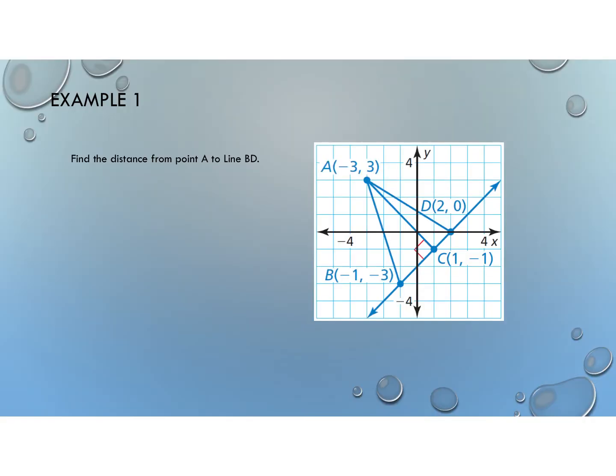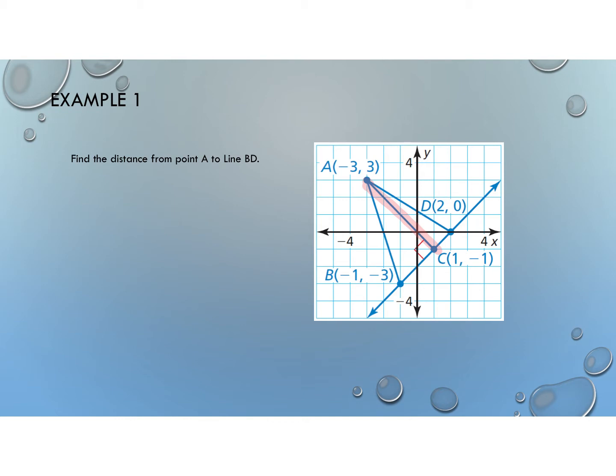Okay, so example 1, it wants us to find the distance from point A to line BD. Now, remember, when they ask you to find a distance from a point to a line, they're asking us to find the length of the perpendicular segment. So I'm going to be finding the length of segment AC. I don't want you to do AD or AB because those are not perpendicular.